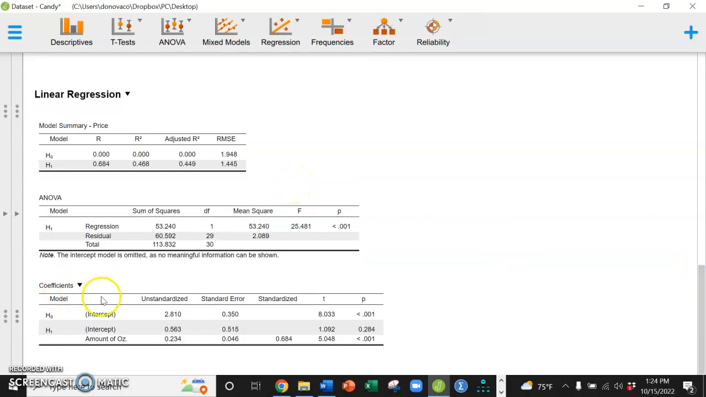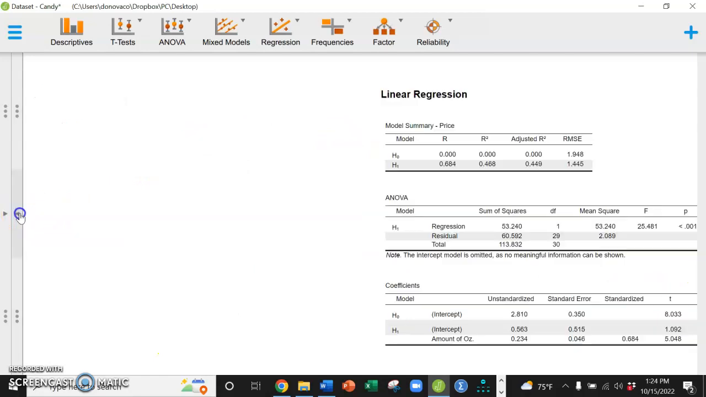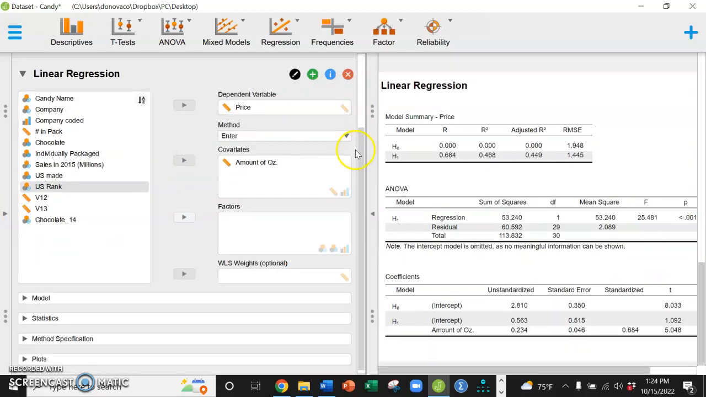My coefficients are right here. So when I write my regression equation, these are my coefficients right here. And we can test that they are significant. My intercept in this case is not significant. I can include it or not, but my predictor is significant. So those are the main regression tables.